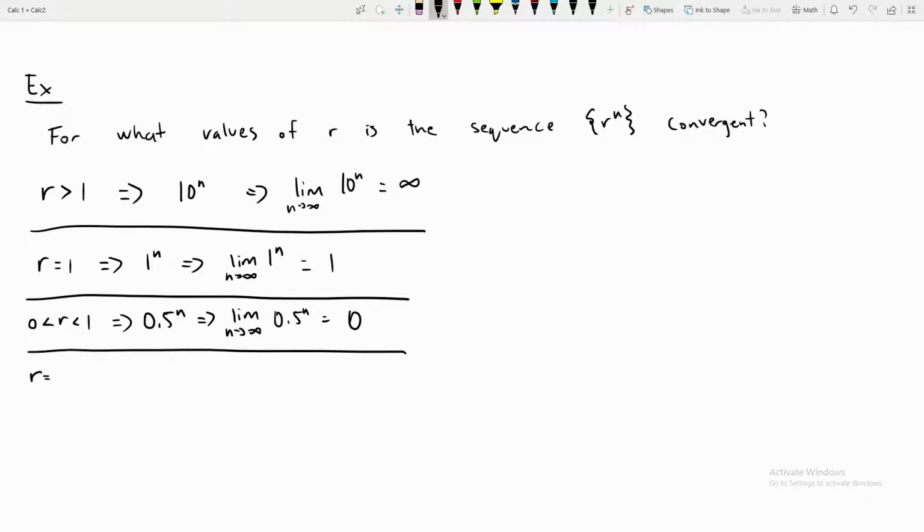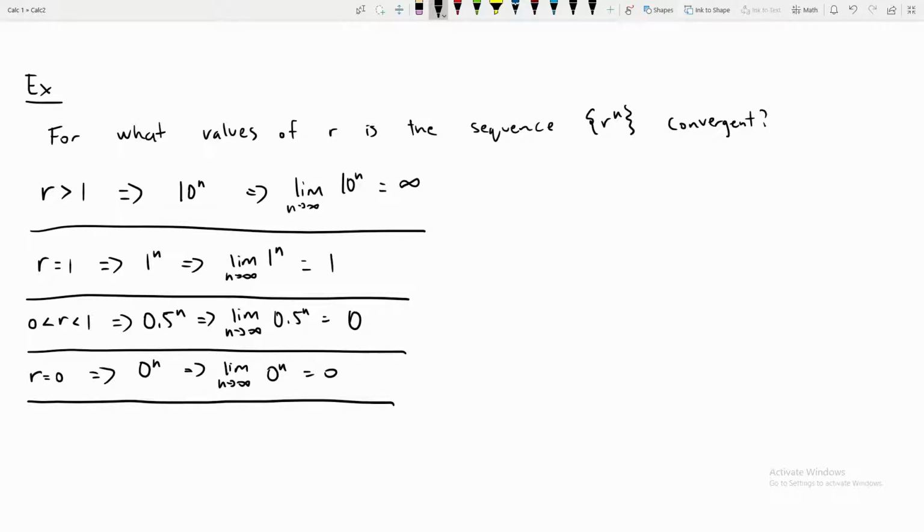Now, how about for when r is actually equal to 0? Well, then the series will look something like 0 to the n. And if we want to take the limit as n approaches infinity of 0 to the n, that's simply going to equal 0, because 0 times 0 n times is still going to equal 0. So again, if r equals 0, this sequence is going to be convergent.